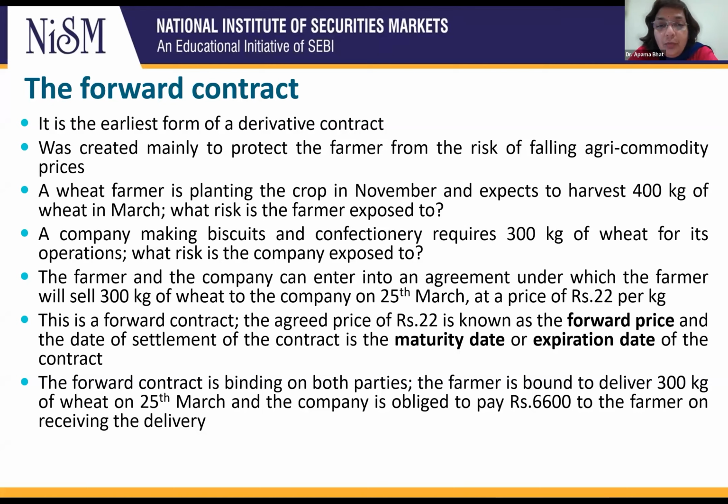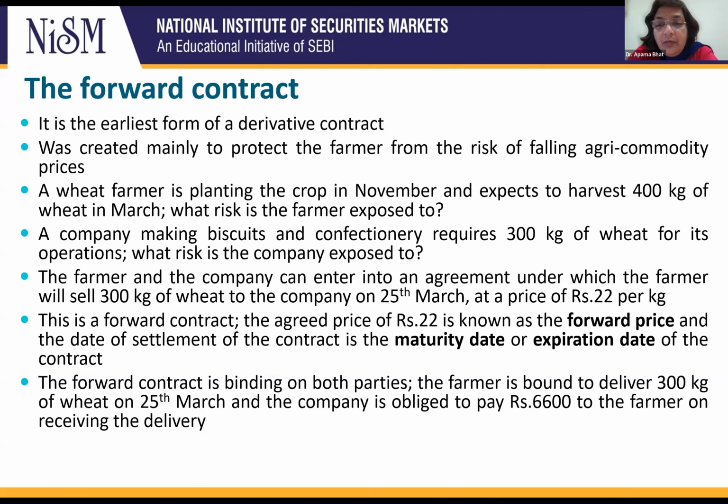Over these 4 months, it is quite possible that there could be a bumper crop of wheat. And if there is a bumper crop, then we all know that the price really goes down. So the risk to the farmer is that the price may go down substantially by the time his harvest is done. And on the other hand, let's say there is a company like Britannia, which makes biscuits and confectionery items.